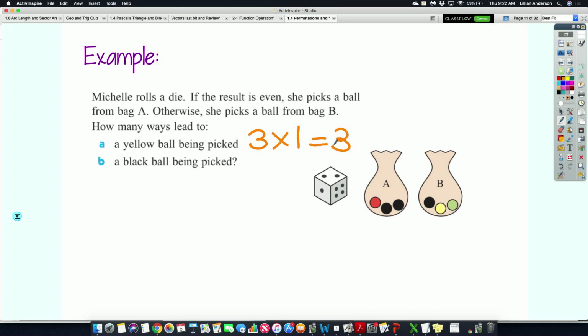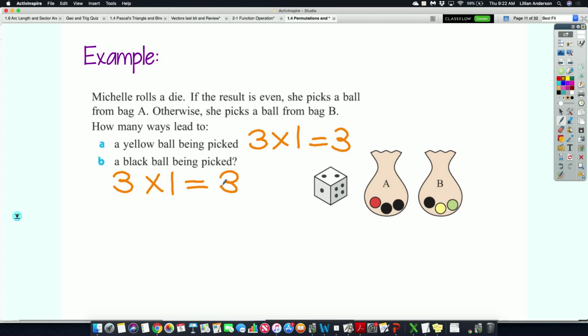Odd. I may be picking from bag B, and there's how many black balls in bag B? So 3 odd numbers, 1 black ball. What am I going to do to those? Multiply them. So that is what? 3. But aren't there black balls in bag A? So how can I pick from bag A if I roll a what?